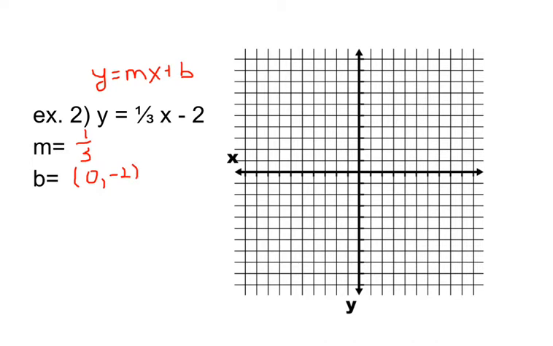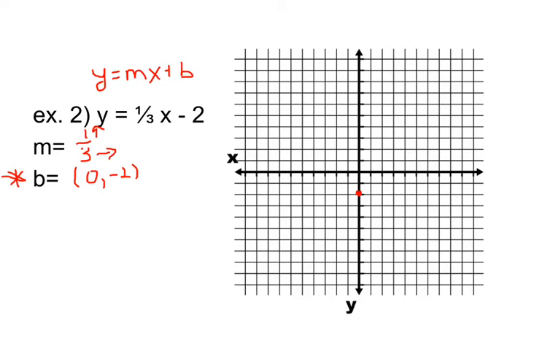Okay, let's start with the y-intercept. We're going to plot that point. So 0, negative 2 will be right here on the y-axis. Okay, now let's look at our slope. Remember, it's rise over run. So our rise number is positive 1. Since it's positive, that means we're going to be going up 1. And our run number is positive 3. Since it's positive, that means we're going 3 to the right.